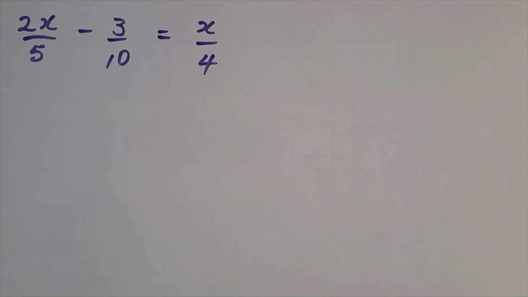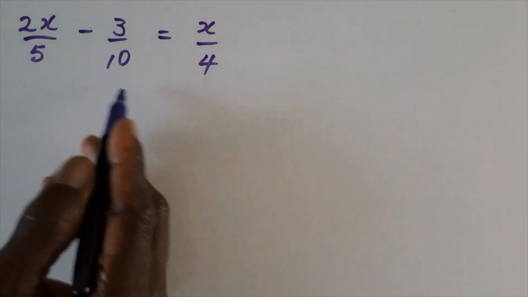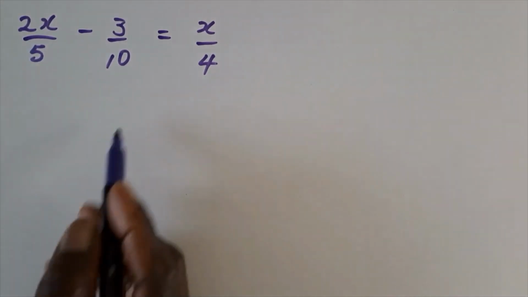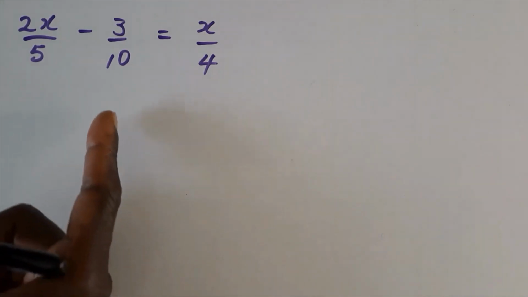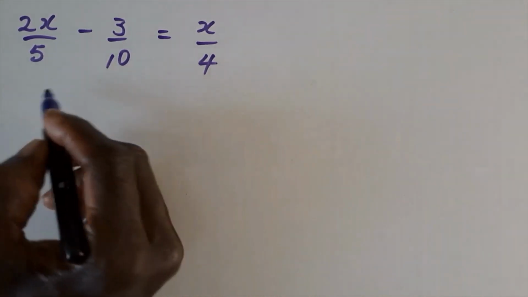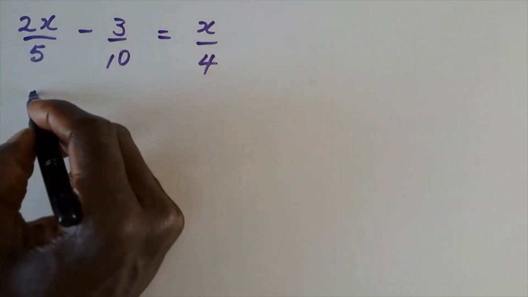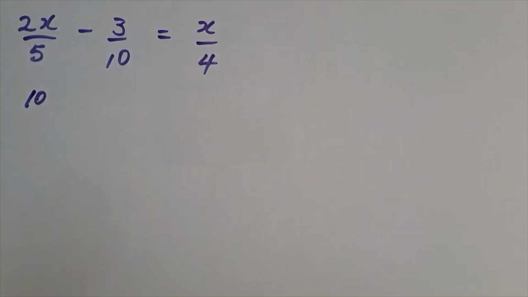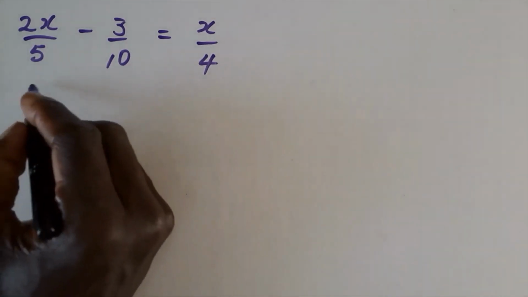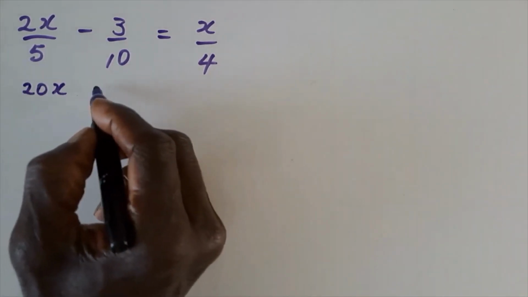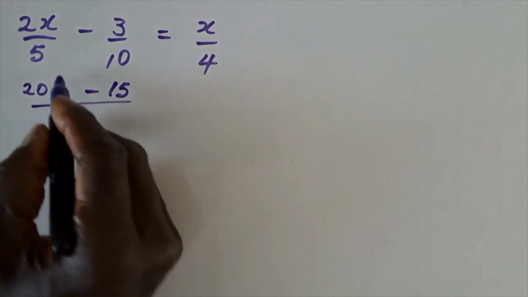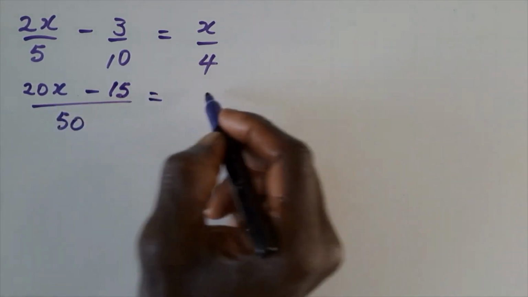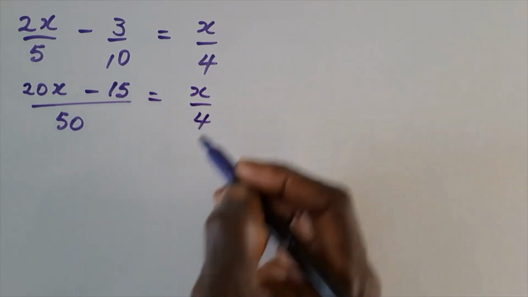Hi there. I'm going to show you two approaches to solve this equation. The first is just to create a single fraction on the left, and then we try to solve that. So with these two fractions, I'll turn it into 10 times 2x, so cross multiply here. Let me just write the result and not the operation. So it's 20x minus 5 times 3 is 15 over 5 times 10, which is 50. That's equal to x over 4.